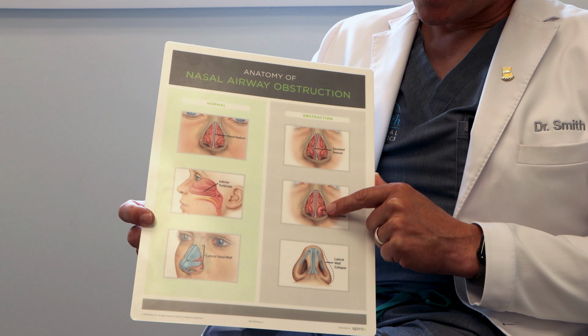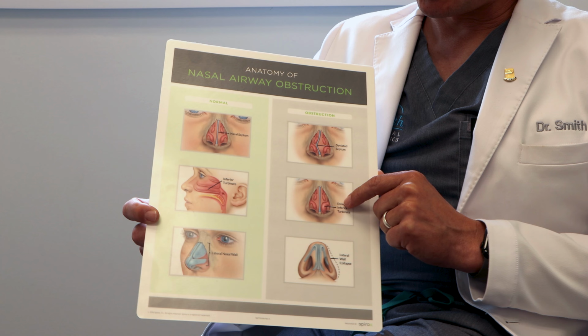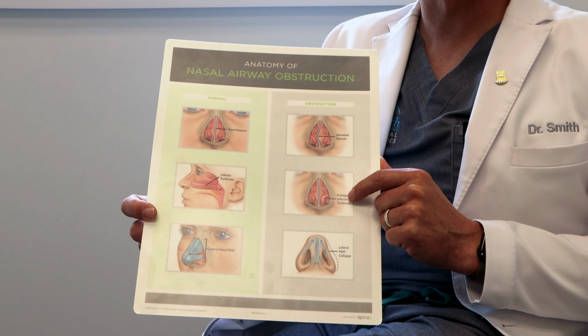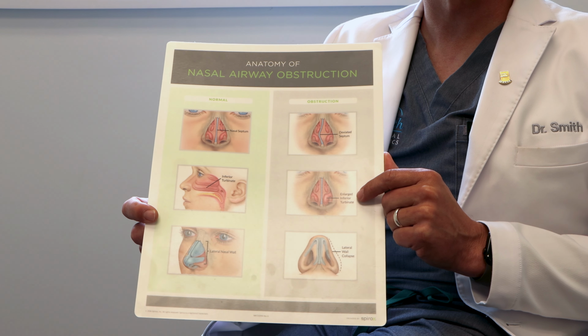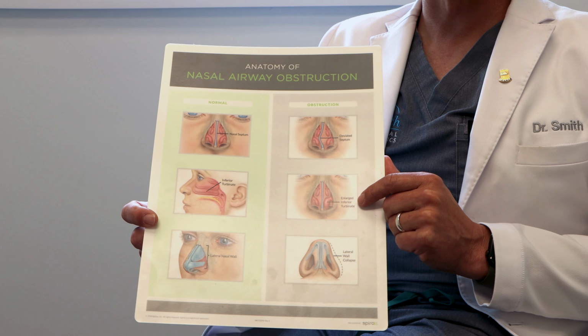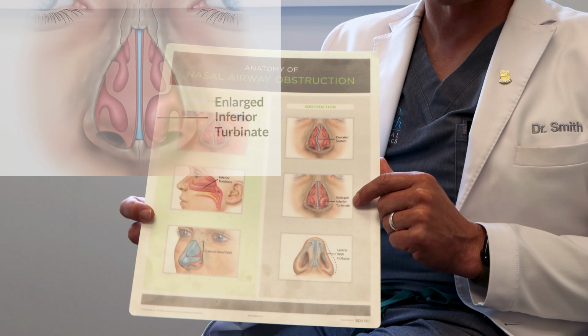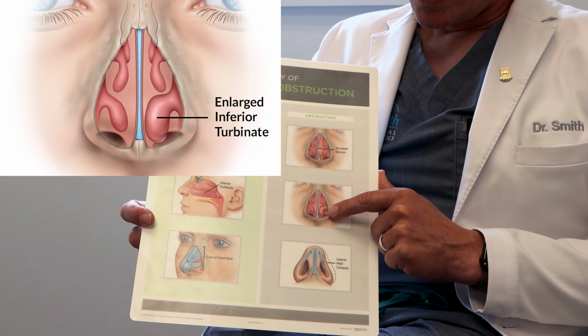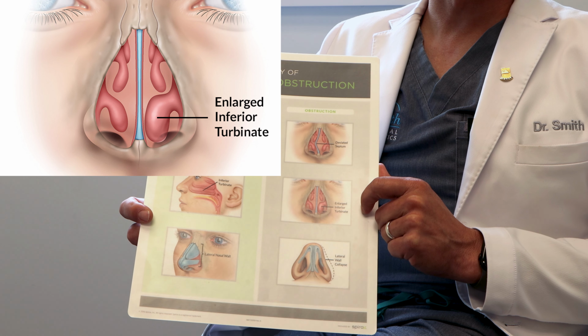Then we consider a couple structures that live on either side of the septum called the inferior turbinates. We also have superior turbinates and middle turbinates, but when we think about the airway, we focus on the inferior turbinate.